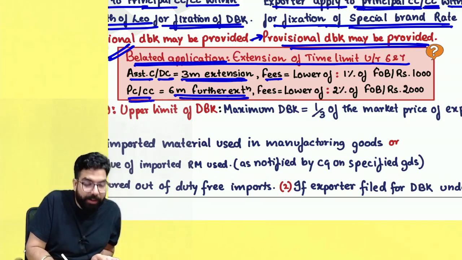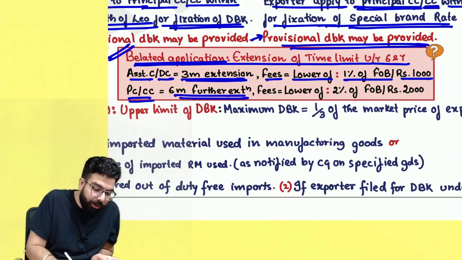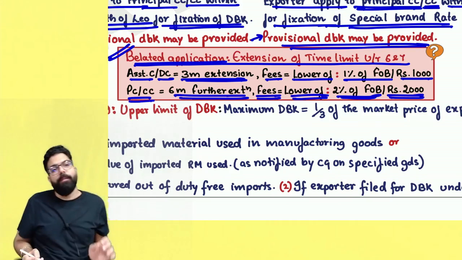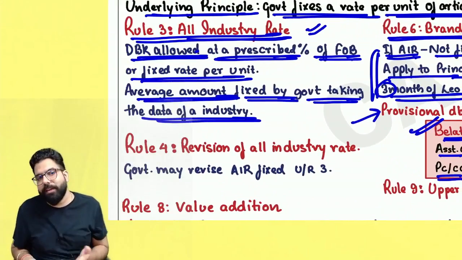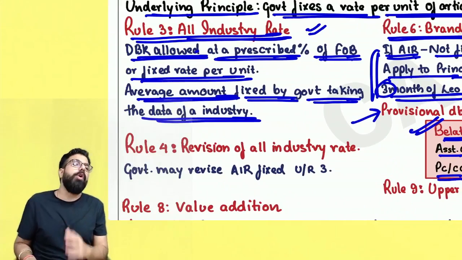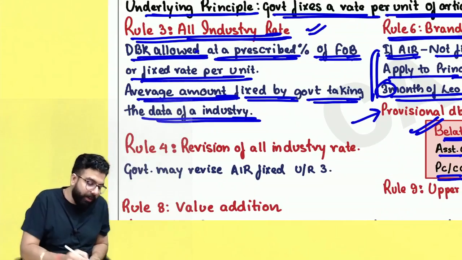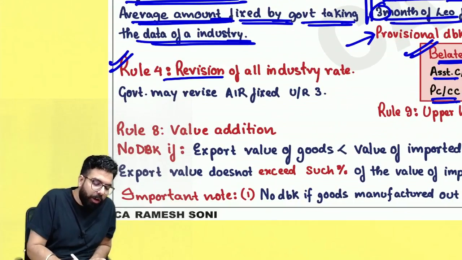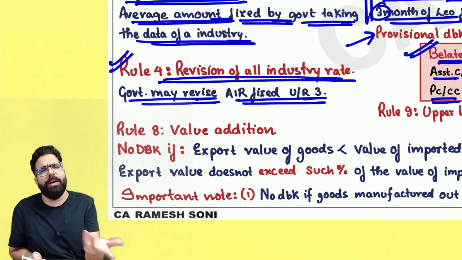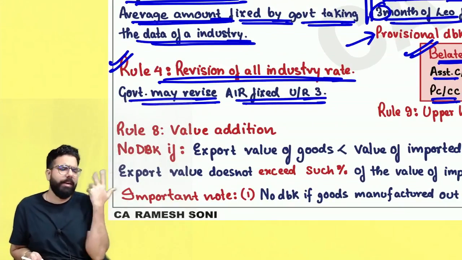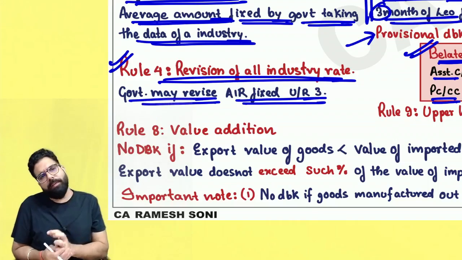But remember, there is a fee for the 3 months extension: lower of 1% of the FOB or rupees 1000. For principal commissioner or commissioner, when he is extending by 6 months, the fee is lower of 2% of the FOB or 2,000 rupees. Remember, now inflation is happening, prices are changing. So government can always keep revising. The power is there with the government to revise the all industry rate, which is fixed under rule number 3, because every time the duties are changing, etc. And hence government has the power to revise the all industry rate.